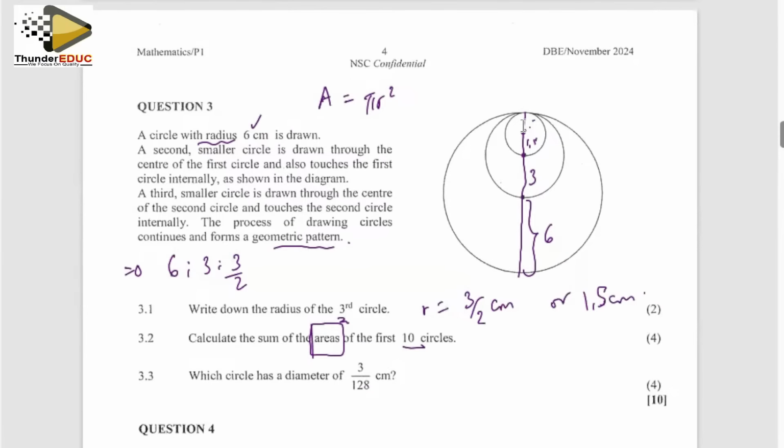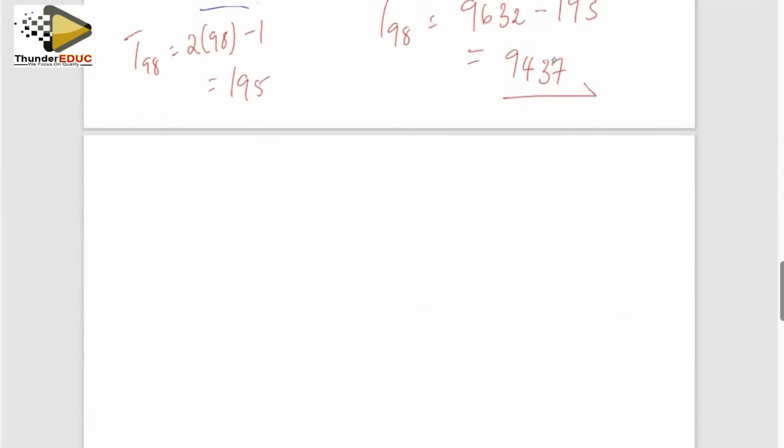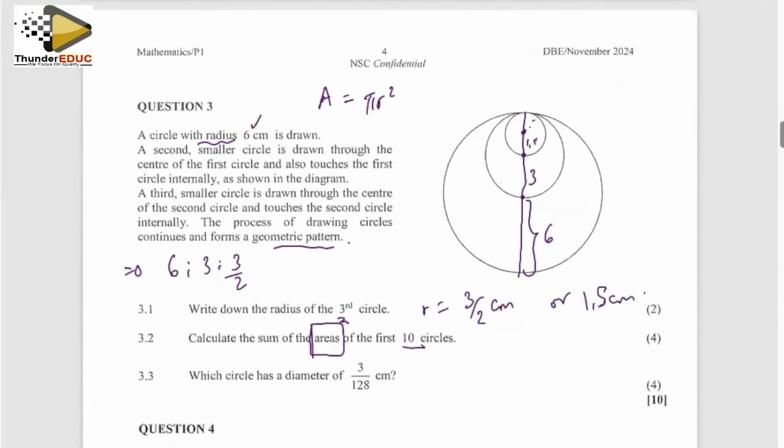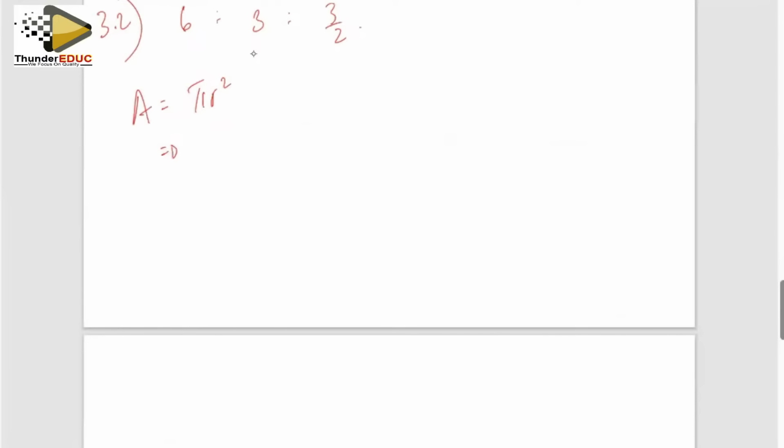Okay, so let me see the radius. We have 6, 3, and then 3 over 2. So 6, we have 3, and then 3 over 2. This question is 3.2. So we're saying area is given as pi radius squared. So for the first term, I'm going to have pi times 6 squared. The second area is going to be pi multiplied by 3 squared. The third term is pi, and then 3 over 2 squared.